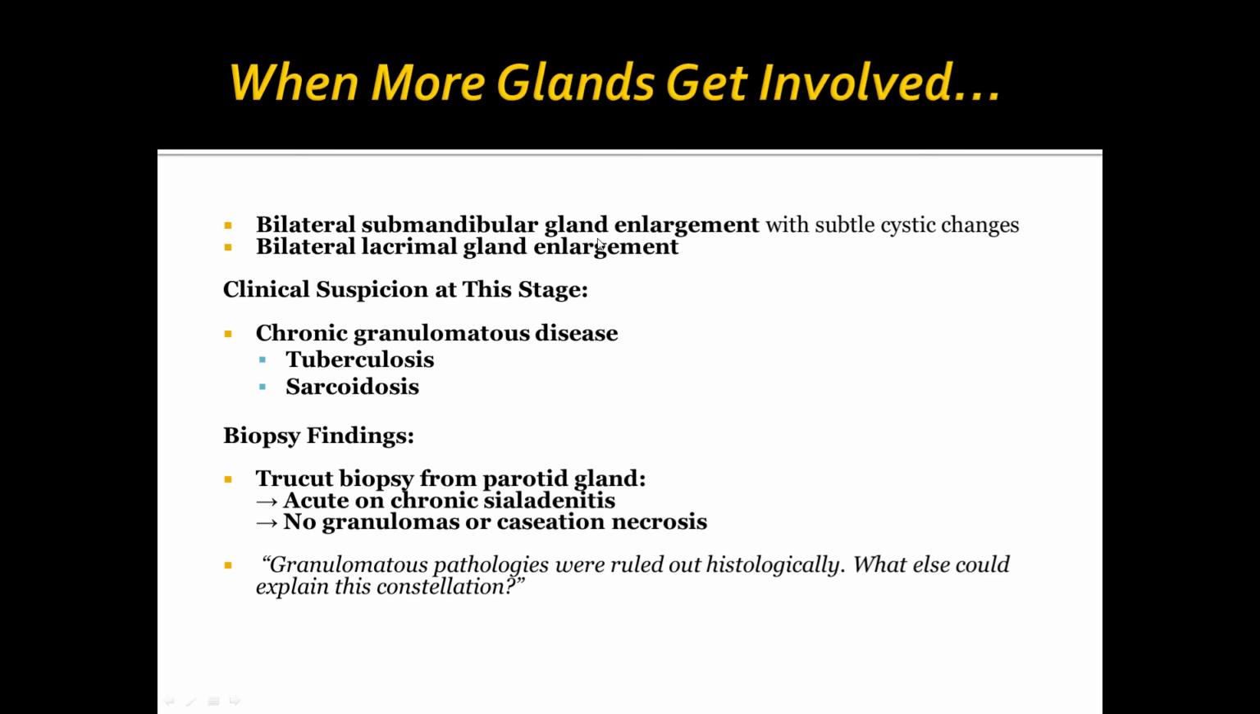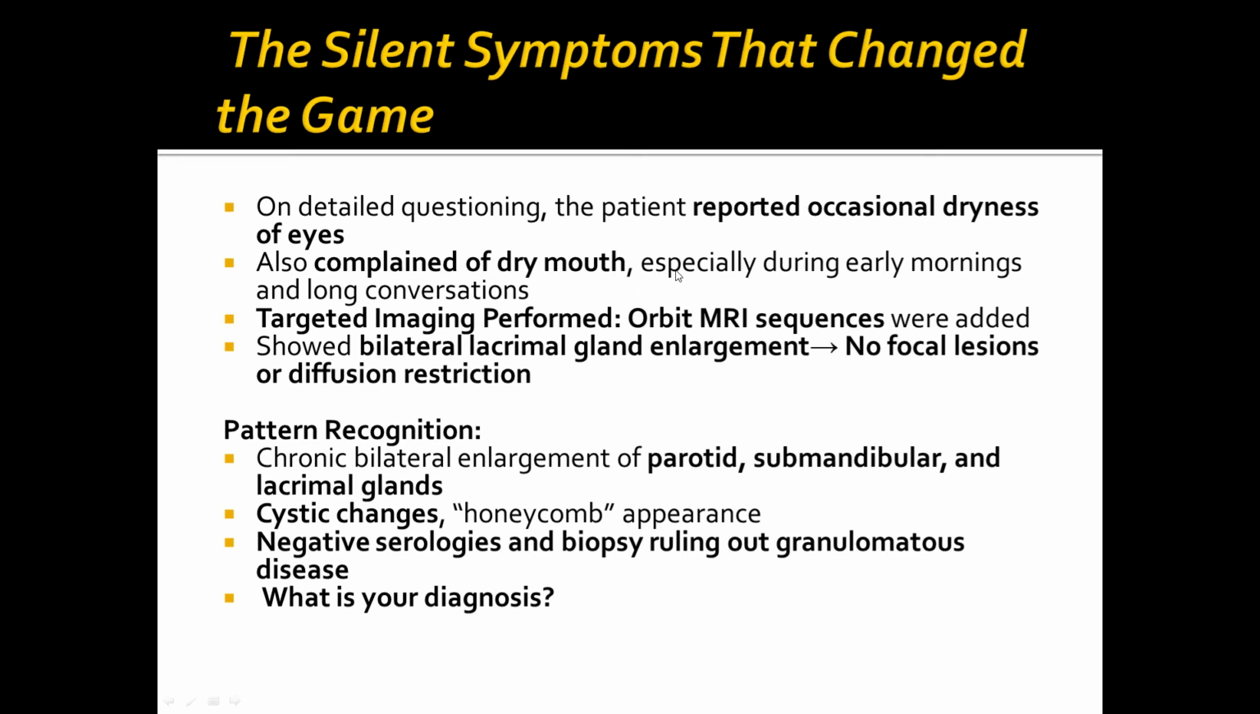So, a true cut biopsy was taken from the parotid gland and that showed acute and chronic sialadenitis, no granulomas, and no caseation necrosis. So, now granulomatous pathologies were ruled out histologically. So, now what else could explain this constellation? Now, when the patient was questioned, when the clinical history was taken in detail, she gives occasional dryness of eyes and dry mouth, especially early in the morning and during long conversations.